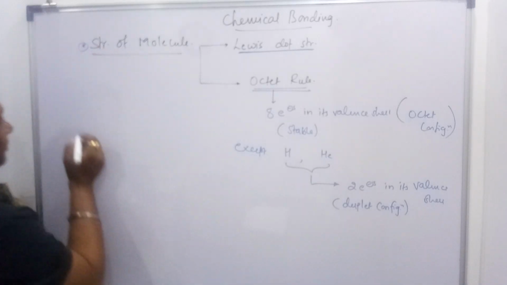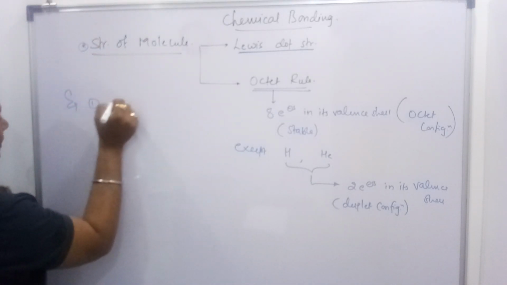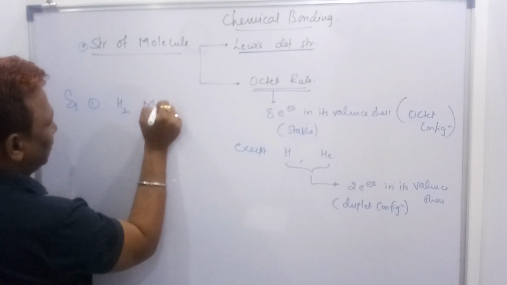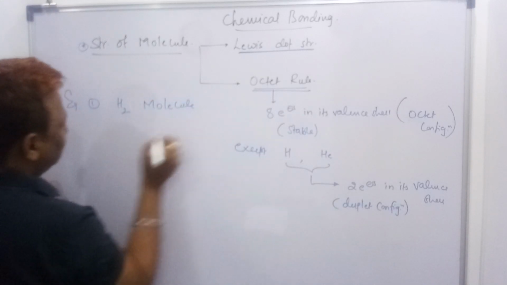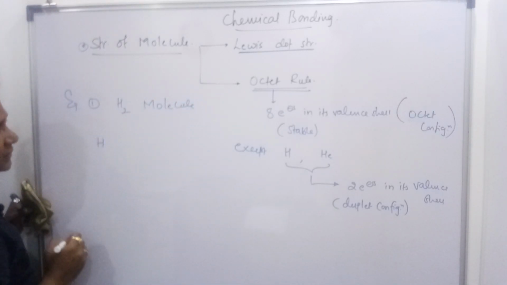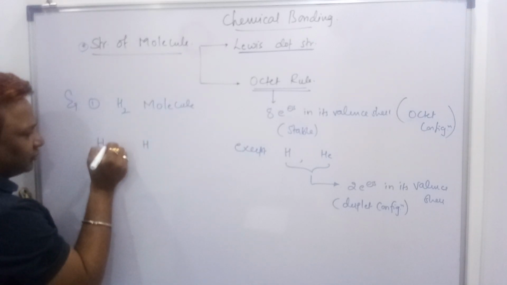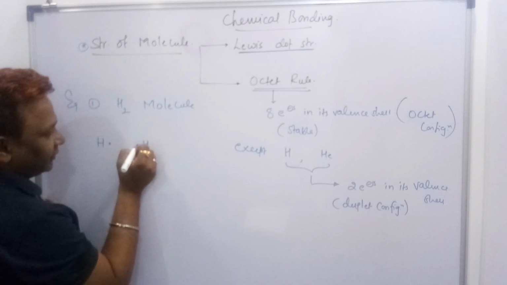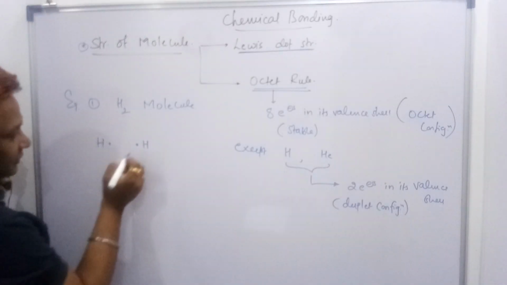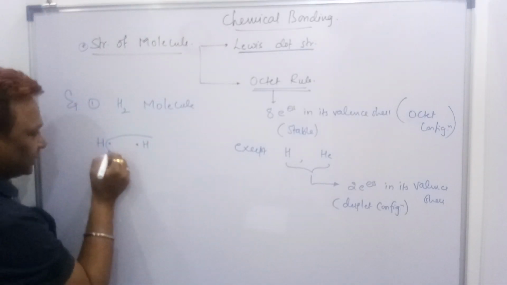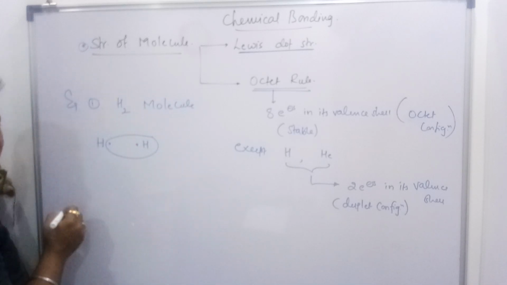Let us go with some examples here. Example number 1, hydrogen molecule, H2 molecule. First of all, we should know the structure of this hydrogen atom and another hydrogen atom. You can check it here. A hydrogen atom has only 1 electron in the valence shell. The other one also has 1 electron in its valence shell. This hydrogen atom can share its electron from here and will have a duplet configuration.